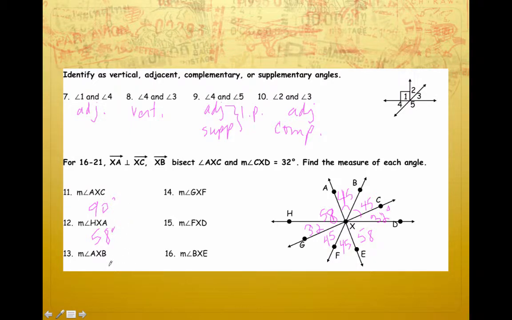The measure of AXB is 45. GXF, 45. FXD is 45 plus 58, so 103. And then BXE. So 45 plus 32 plus 58 is 135. And of course, we didn't have to write down all these pieces, but I actually think that it makes it easier if you label them all when you've got to add stuff.